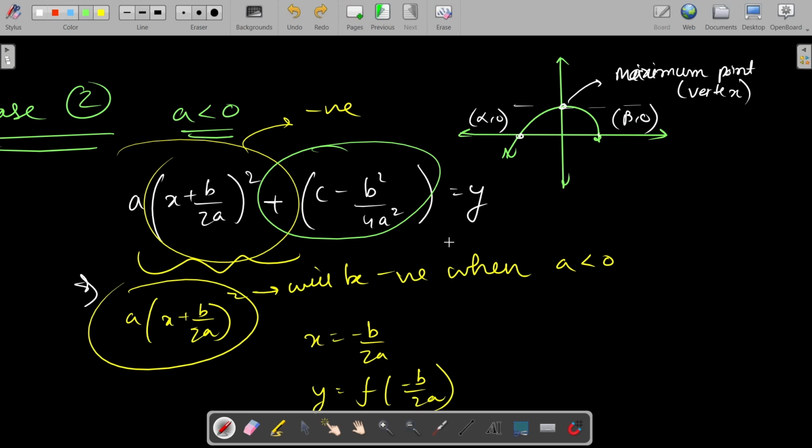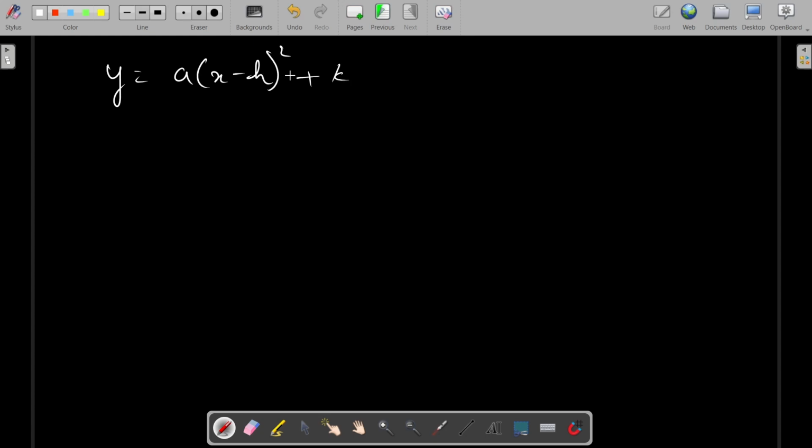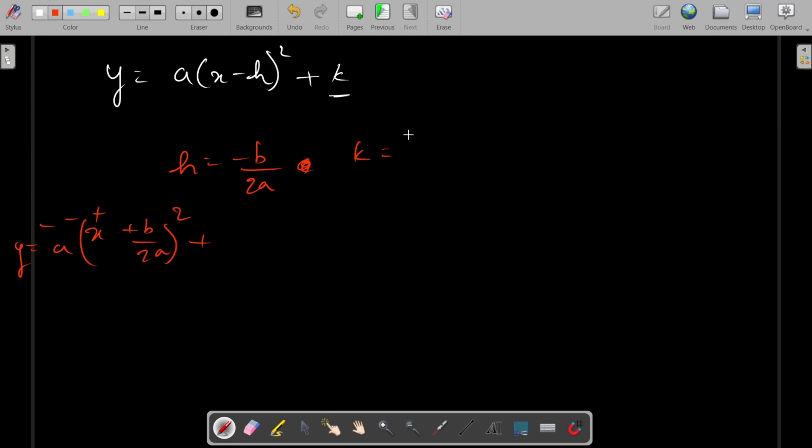Now, some key points I'd like to add are that the vertex form of a quadratic equation is y is equal to a times x minus h whole squared plus k. I'll write some stuff. Here h is equal to minus b by 2a, because when we write minus b by 2a, it's going to be minus minus and it's going to become plus. So it's going to get x plus b by 2a whole squared, and k is equal to c minus b squared by 4a.